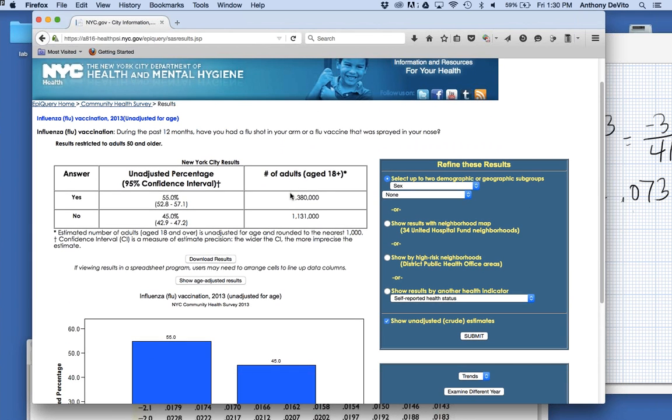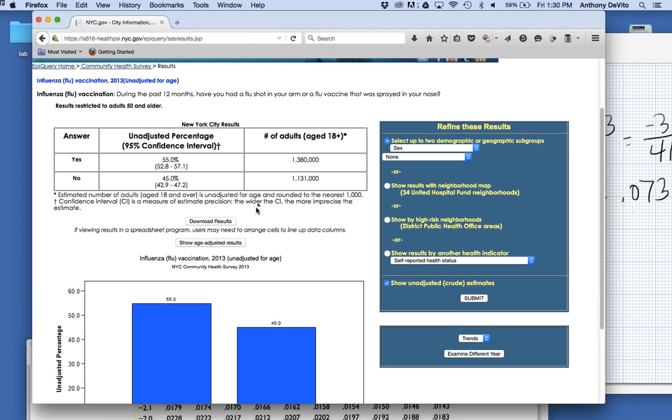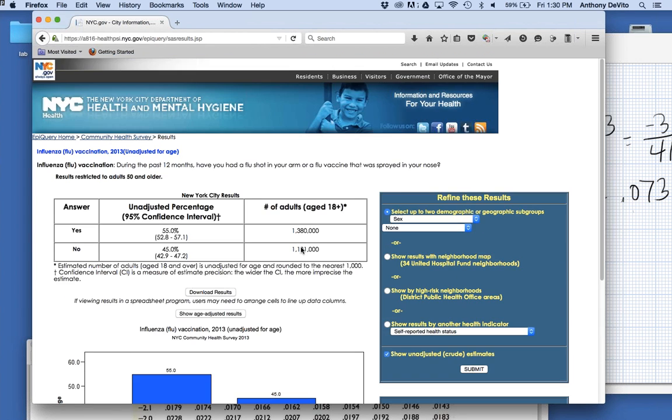I don't think this is the actual data. Well, no, I guess it is, because there's more than that number of people in New York City. I'm amazed that they would have been able to survey that many people, but it may not be true in the other areas. Let's say that these are legitimate numbers from New York City: 55% of these people had an influenza vaccine, 45% didn't.